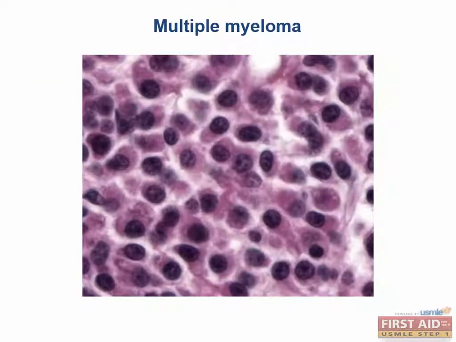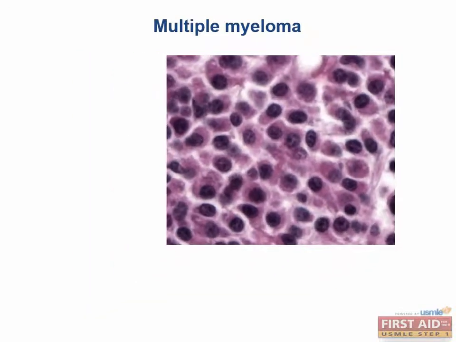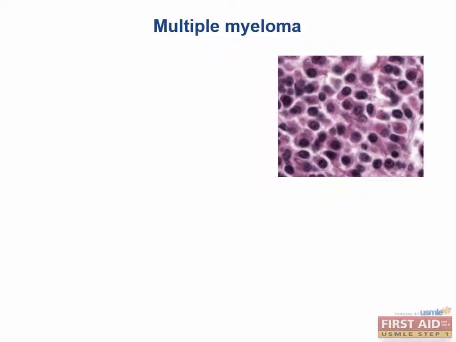In this image, you can see the characteristic crowding of plasma cells in multiple myeloma. You should be able to recognize plasma cells based on their high nucleus to cytoplasm ratio, the eccentric nucleus, and the dark purple heterochromatin that looks kind of like it forms the numbers on the face of a clock. Multiple myeloma is the most common primary bone tumor in the elderly.